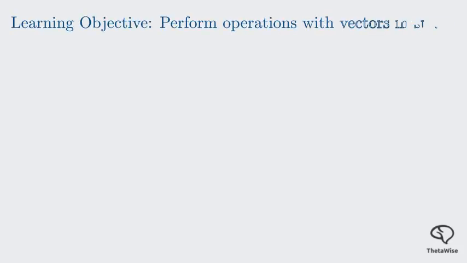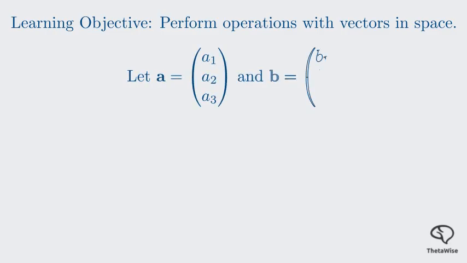Next, we'll cover operations with vectors in space. This is our second objective for this scene. Our goal is to understand how to perform vector addition, subtraction, and scalar multiplication. Because visualizing these operations can be difficult in 3D, we rely on component form. The rules for these operations extend directly from 2 dimensions to 3. It's essentially performing the operation on each corresponding component.